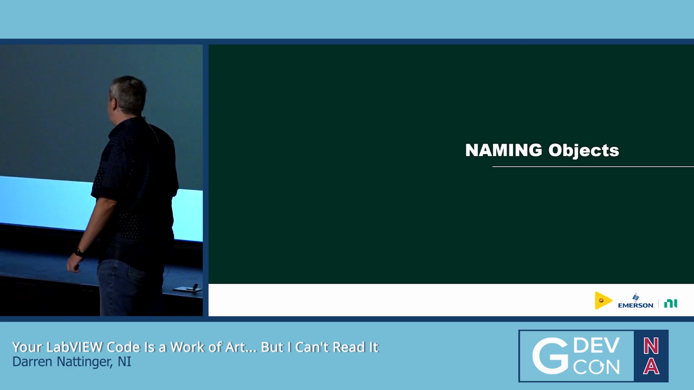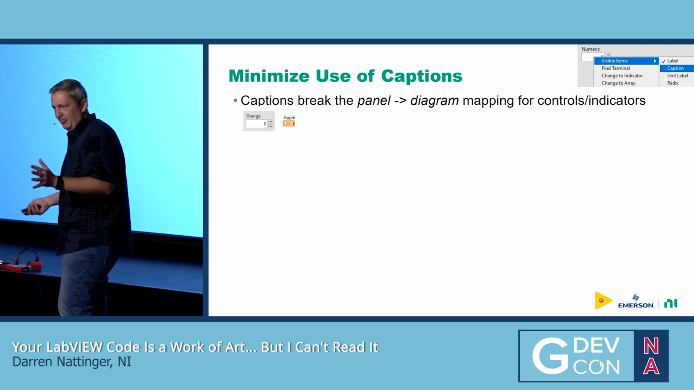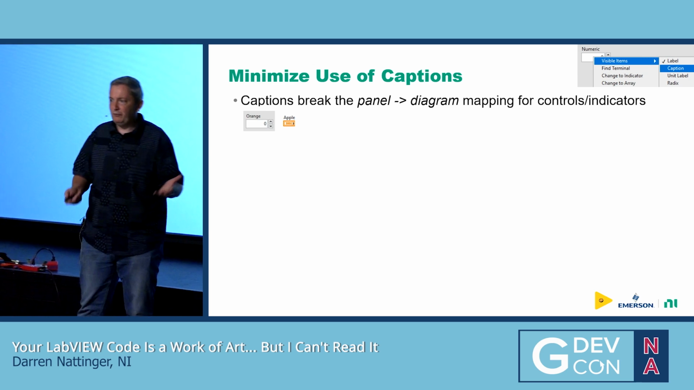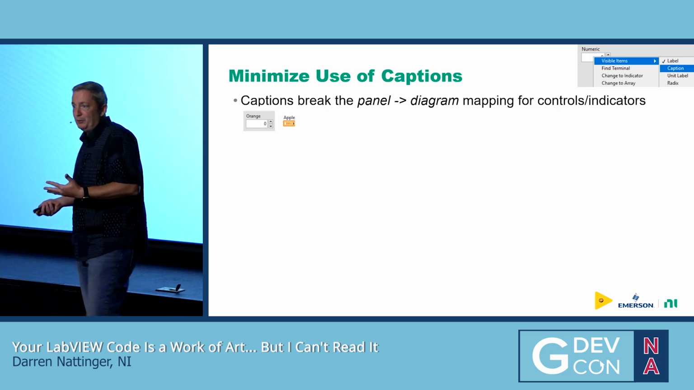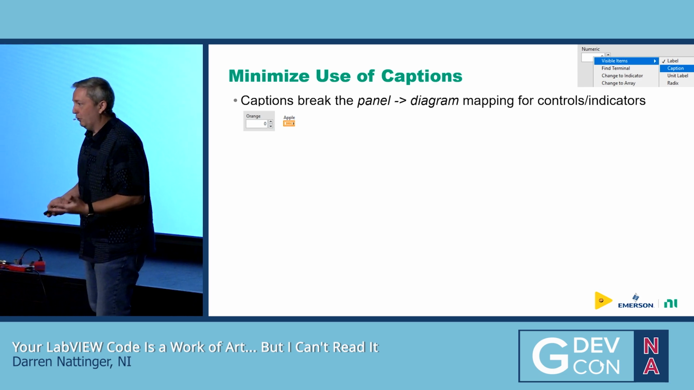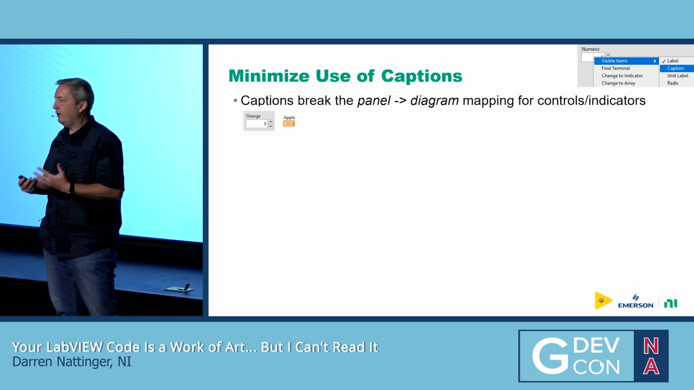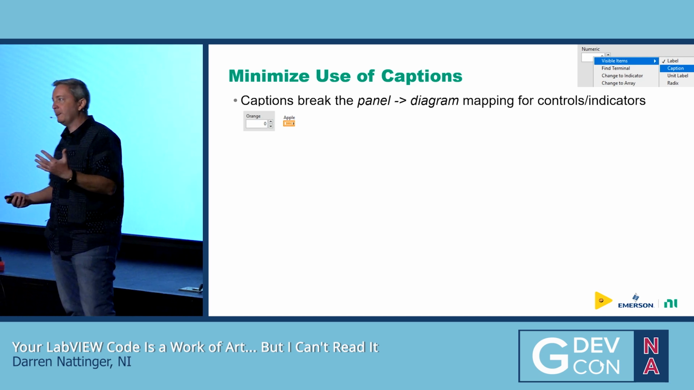So let's get into the first area, naming objects. Let's start off with a simple one. We shouldn't really be using captions. If you look at the control on the front panel there, its label is actually Apple, but someone has changed its caption to orange. Whenever captions are used on front panel controls, that really harms your readability in terms of making that mapping between the front panel and the block diagram.